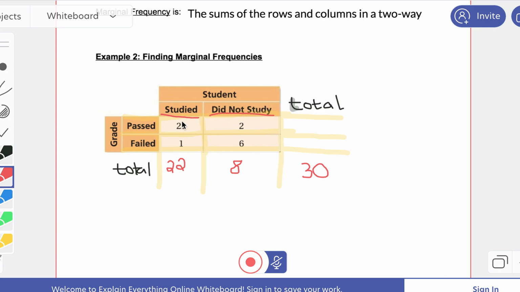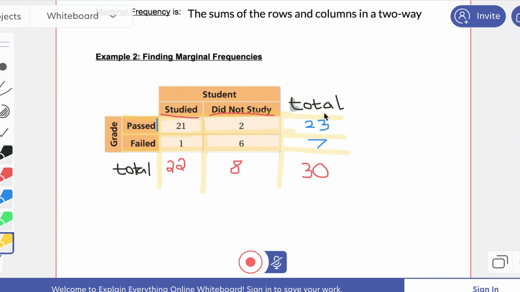Now, what about if I wanted to look at the students? What amount of students passed overall? I can look here and find this marginal frequency, and I'm going to add 21 and 2 together, which is 23. So I could say that 23 people passed, and how many failed? I would add up 1 plus 6. This would be 7. Notice how 23 people passed, 7 people failed. Together, 23 plus 7 equals 30. So these are all of my marginal frequencies.